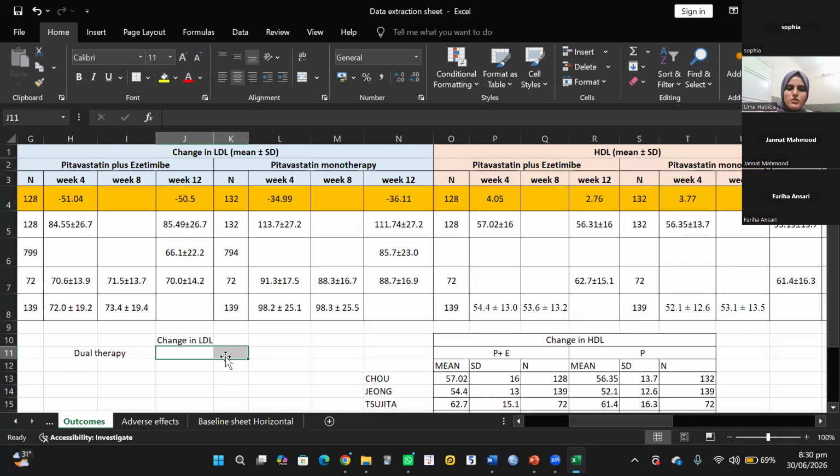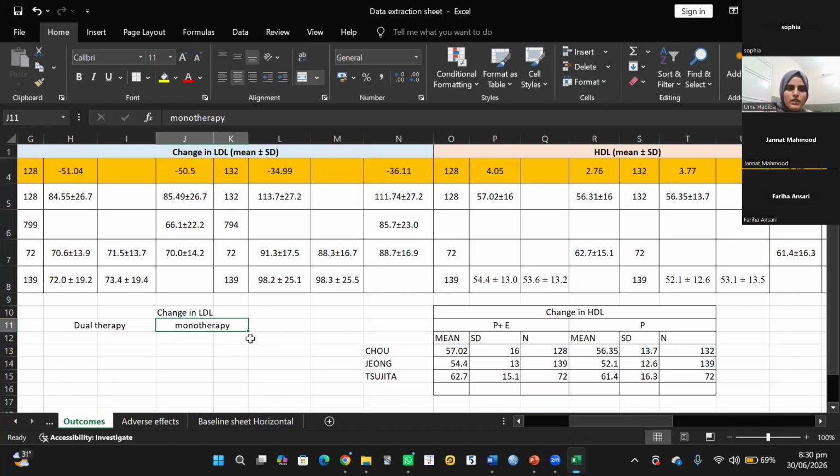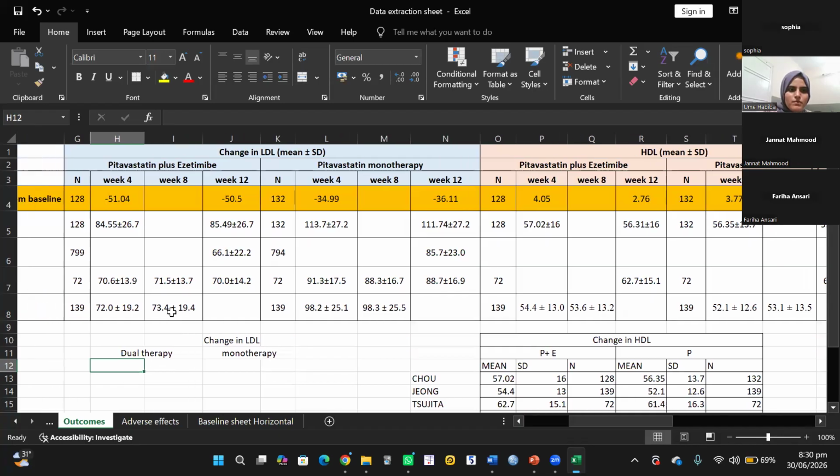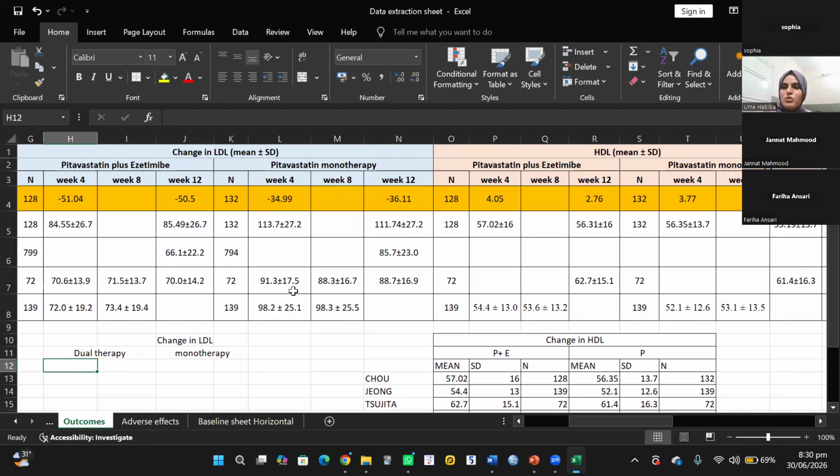Dual therapy versus mono therapy. So I made 2 groups. Under the one heading, that was my outcome. Right? Then I'm going to, in dual therapy and in monotherapy, put the values now.